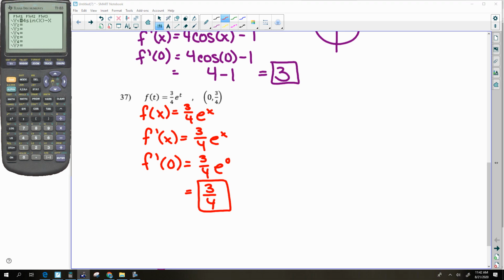Again, confirming using my graphing utility, so this is going to be 3/4 e to the t, or aka x. And I want to know what the slope, aka the derivative, is when x, or in this case t, is equal to 0. 0.75. 3/4.